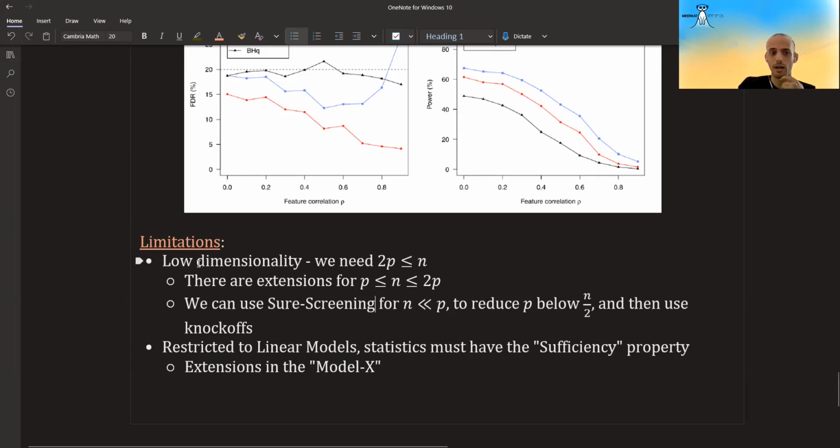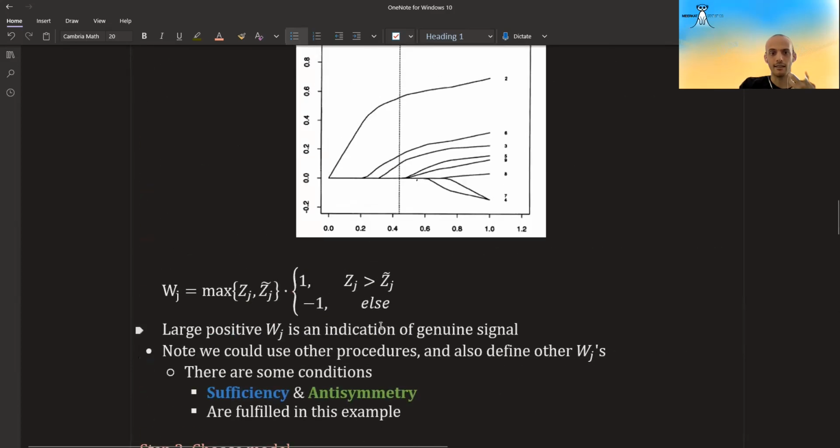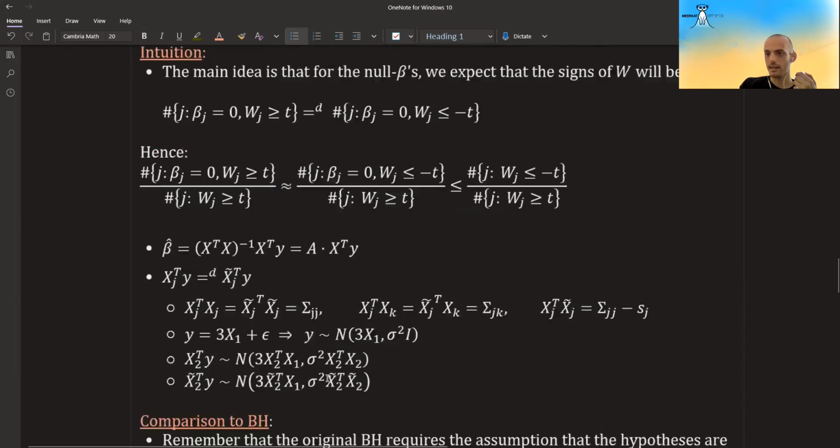Okay, so this is one problem. This is one limitation of the knockoffs. The second limitation is that it is restricted to linear models, and the statistics must have this sufficiency property that I didn't go into depth.